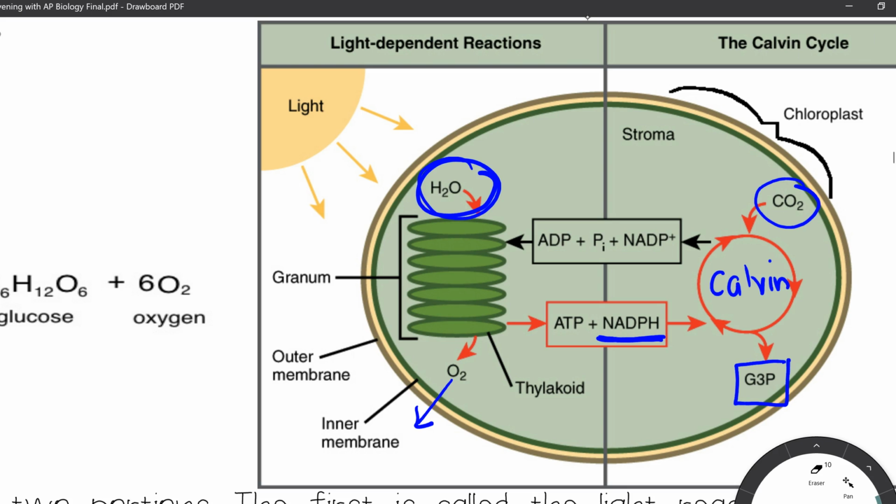Now, the stroma is this area that's in the chloroplast, but that's not in the thylakoid. So there are many stacks of these thylakoids over here. There's just one here, but there are many. So the stroma is the area that's not in the thylakoid.